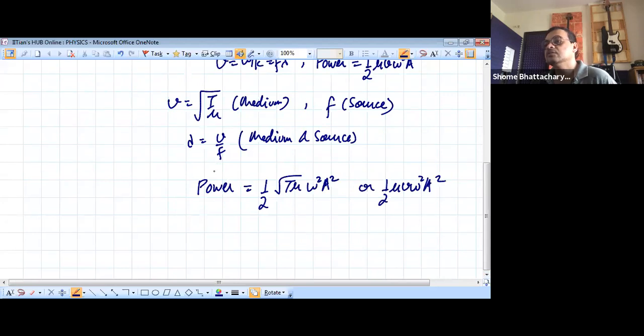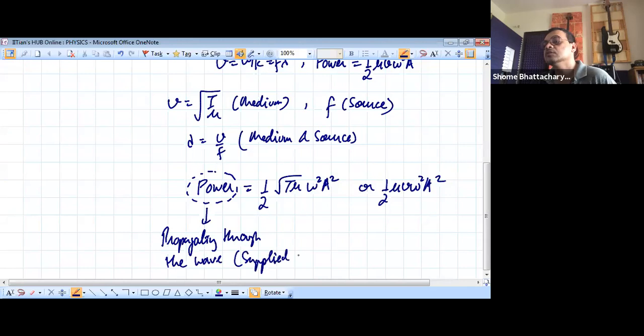So in this formula of power, it is basically the power propagating through the wave, which is the same thing as the power supplied by the source. So the power supplied by a source in that sense is the source's property, but it contains properties of the medium, frequency, so that is something of the source, and amplitude is the thing which self-adjusts.